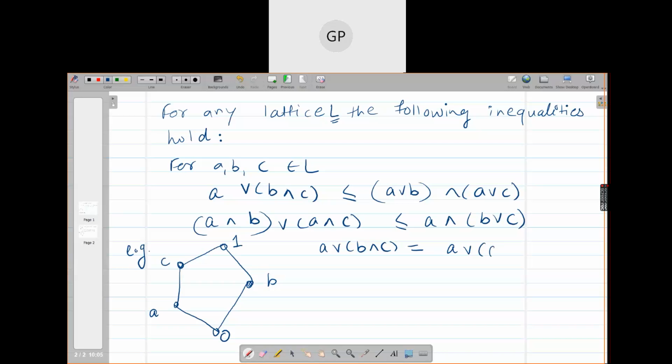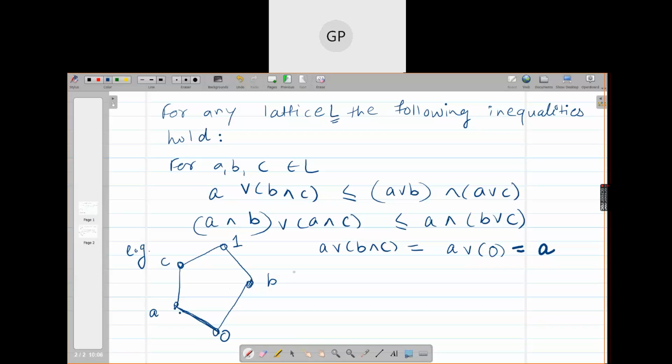So what is A join 0? Any element, its join taken with the 0 element will be the element itself. See, here 0 is the least element, so 0 will be at the bottom, and naturally here A is an atom, B is an atom. So when there is an edge between 0 and A, then the upper positioned element is the join, the lower positioned element is the meet. So A join 0 is A.